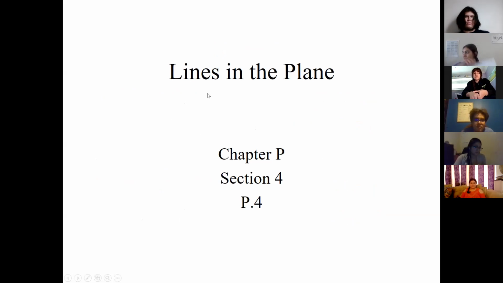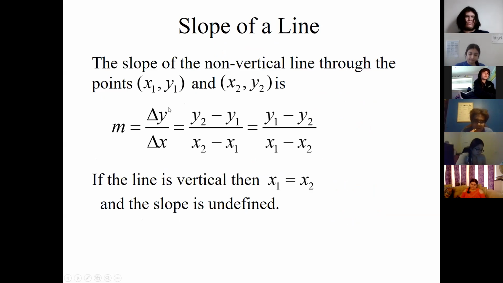So P4, we're going to review lines. You guys know lines, slope, y-intercept, and so on. So there's how you find the slope of a line. Quick refresher. Subtract the y values, that's on top. Subtract the x values, that's in the denominator.